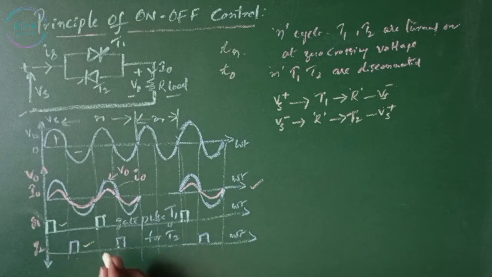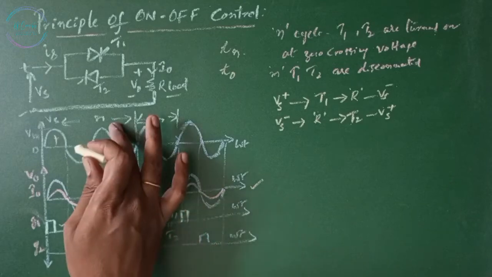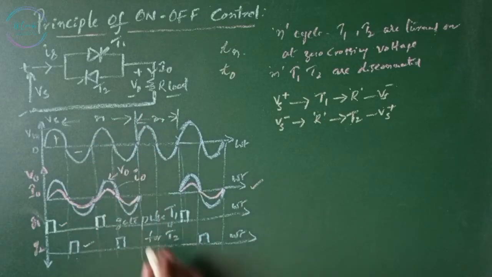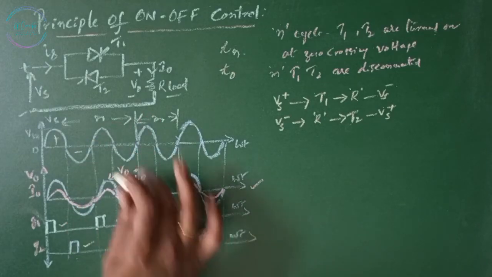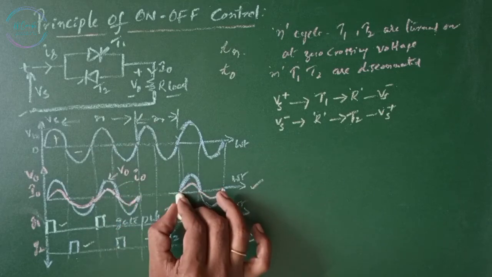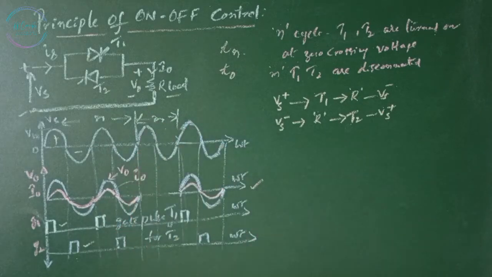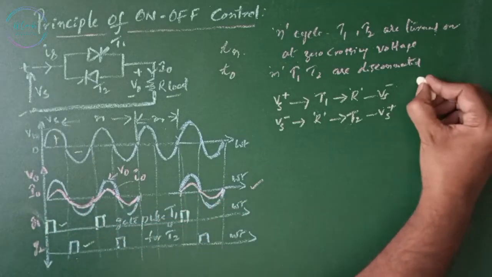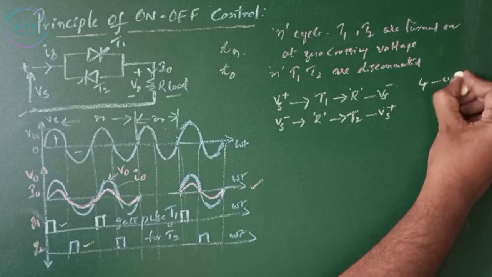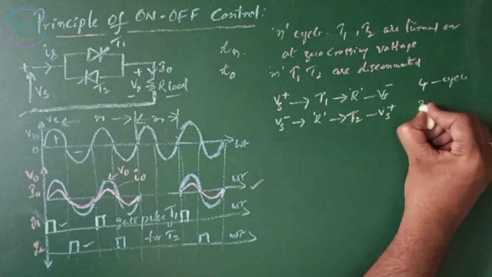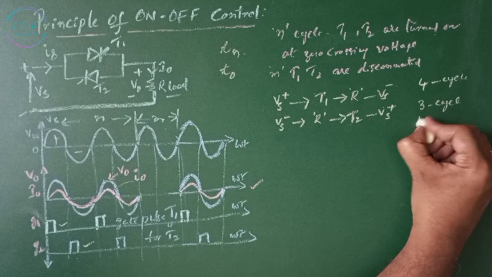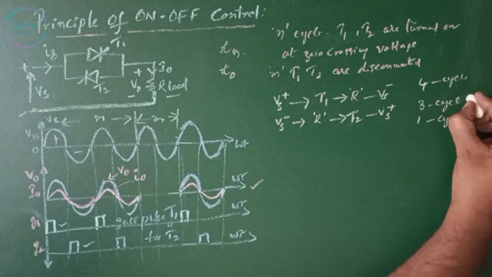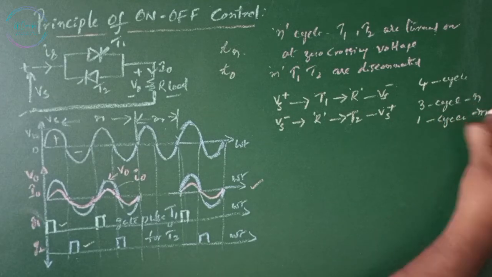We turn on the thyristors for two cycles here, or in general let's say for n cycles, and we are not turning on the thyristors T1 or T2 for one cycle here, in general say m cycles. Then again we turn on the thyristors. So we have 1, 2, 3, 4 cycles in total. Total cycles are 4. We are turning on the thyristors for 3 cycles and turning them off for 1 cycle. This is n and this is m.